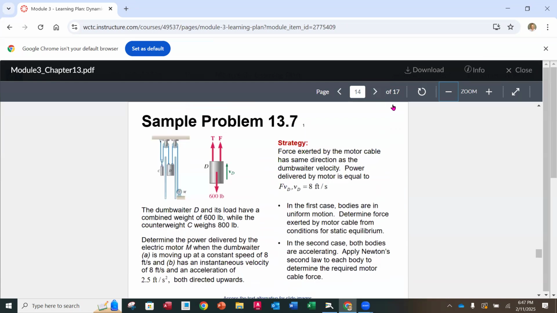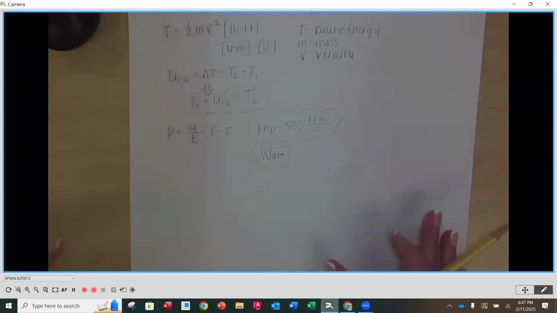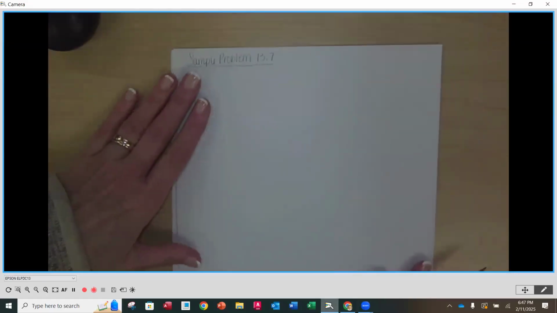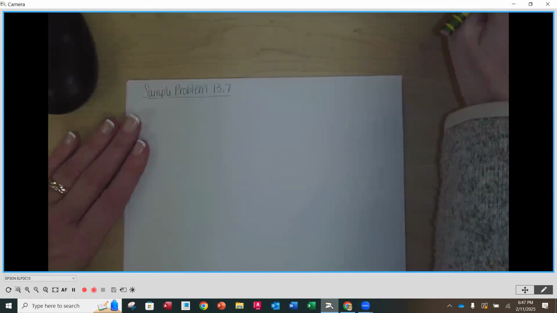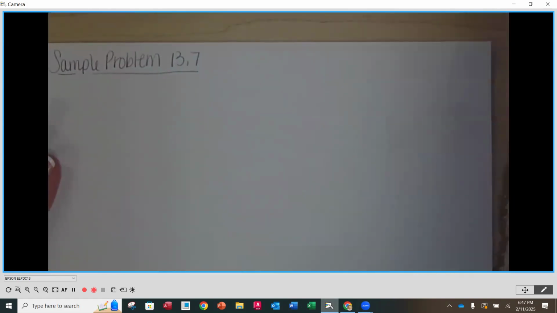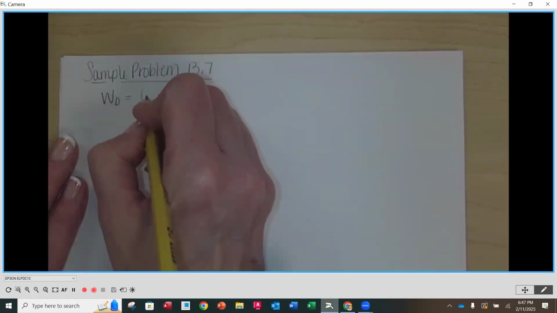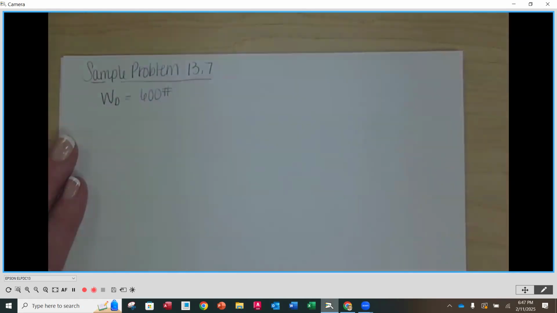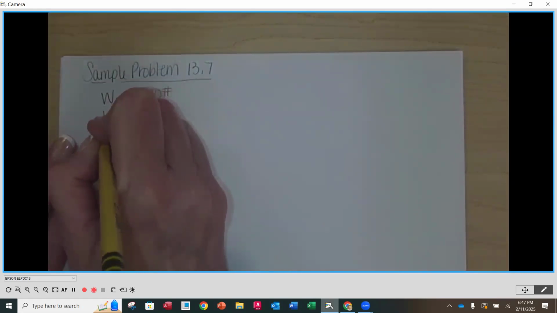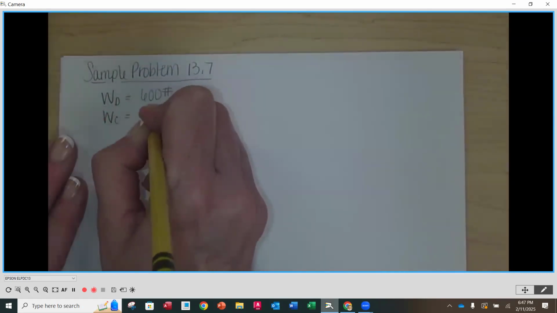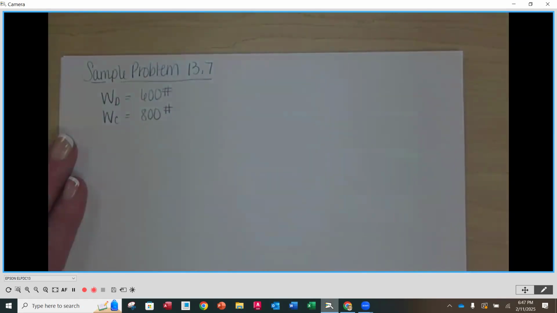So what we're going to do is go underneath and get started on our sample problem. As we normally do, we're going to start with what we're given and what we're going to try to find. We know that the weight of the dumbwaiter is 600 pounds, and the weight of the counterweight is 800 pounds. D is the dumbwaiter, that middle weight, and C is the counterweight on the outside.